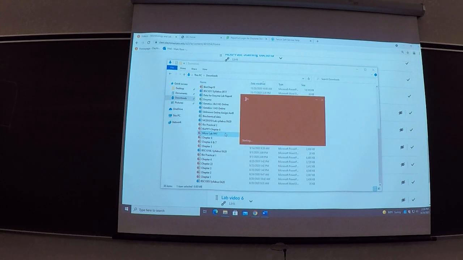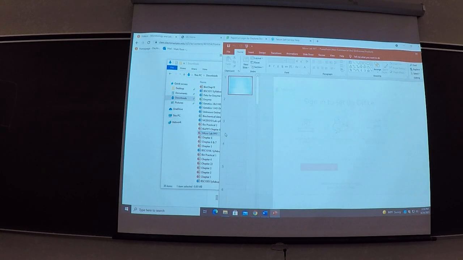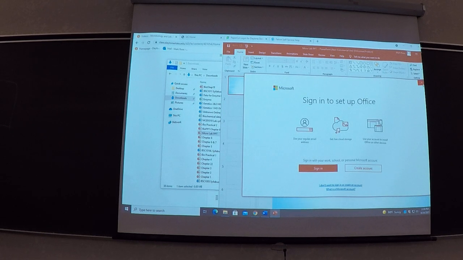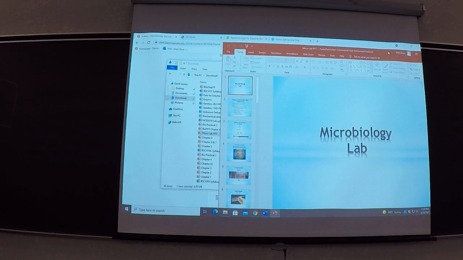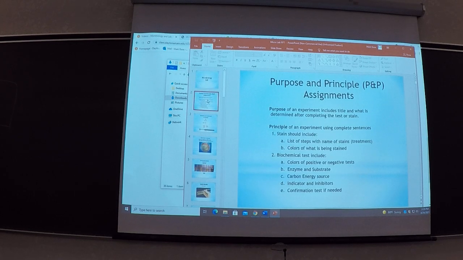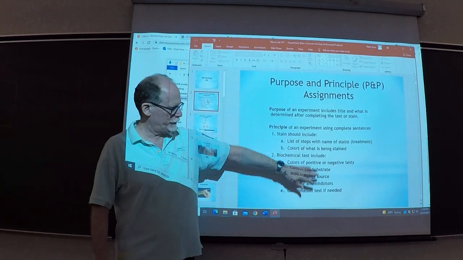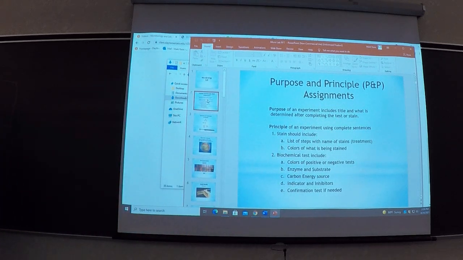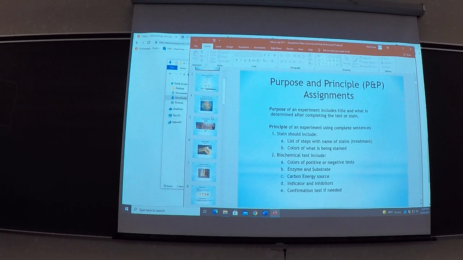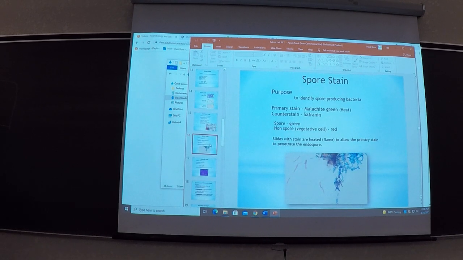This is the lab PowerPoint. It even has instructions for doing P&Ps on that as well. These are like a quick snippet of how to do the P&Ps. It's on the PowerPoint. When we went online, I made the videos and other things. But if you take one, like for instance, the spore stain.